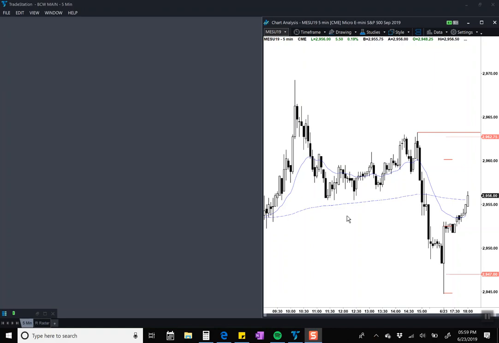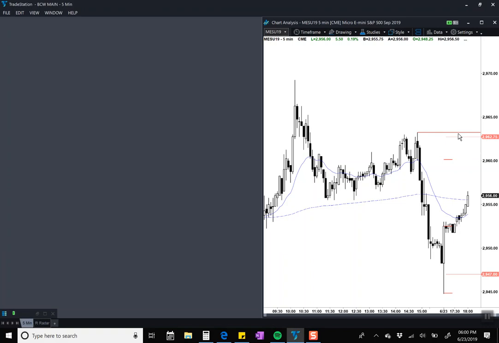I want to discuss a few things. Number one, I'm trading the Globex. I bought the close of this bar. You can see where my stop is. I'll probably move it in a minute. My target's up here. The reason why I took the trade is for a few reasons.